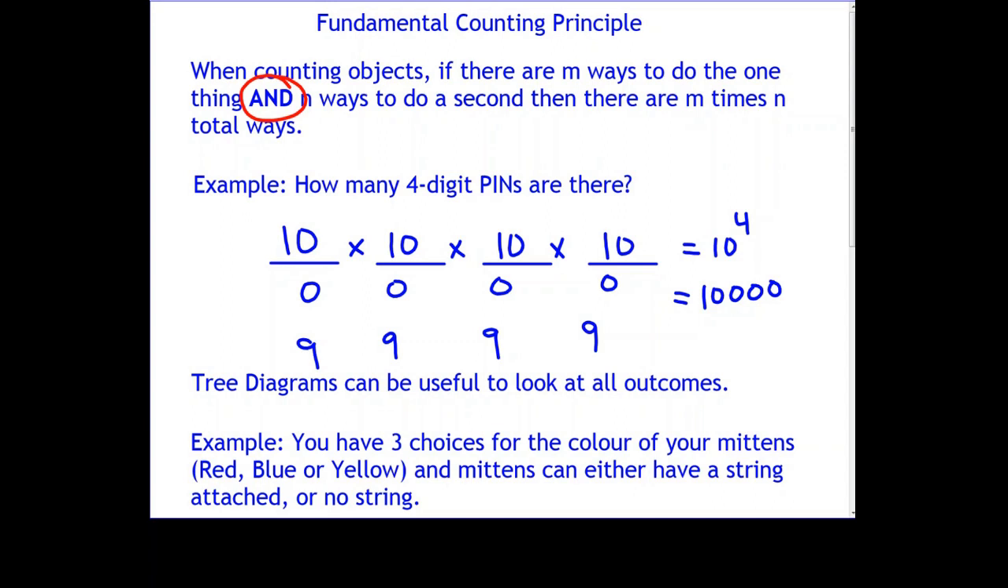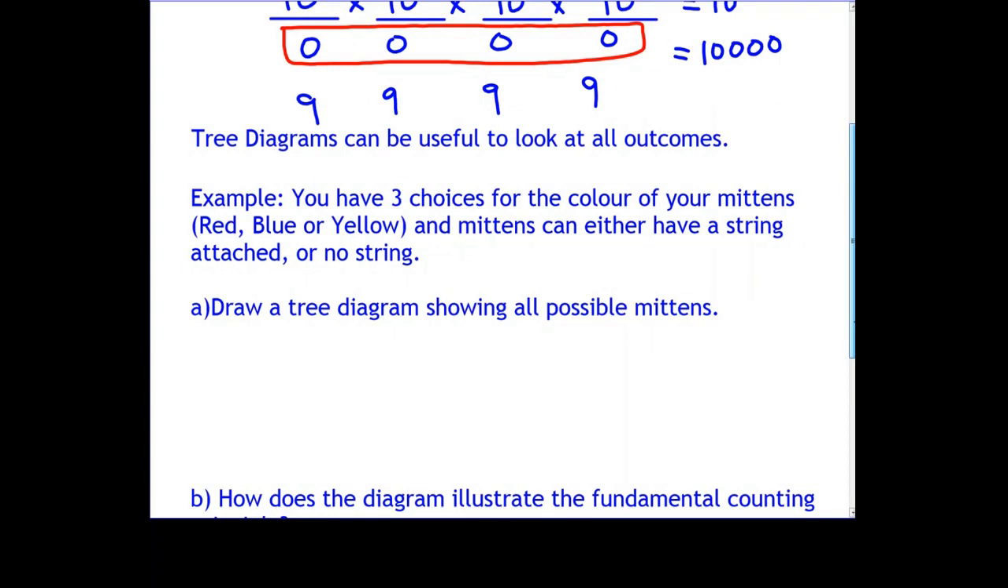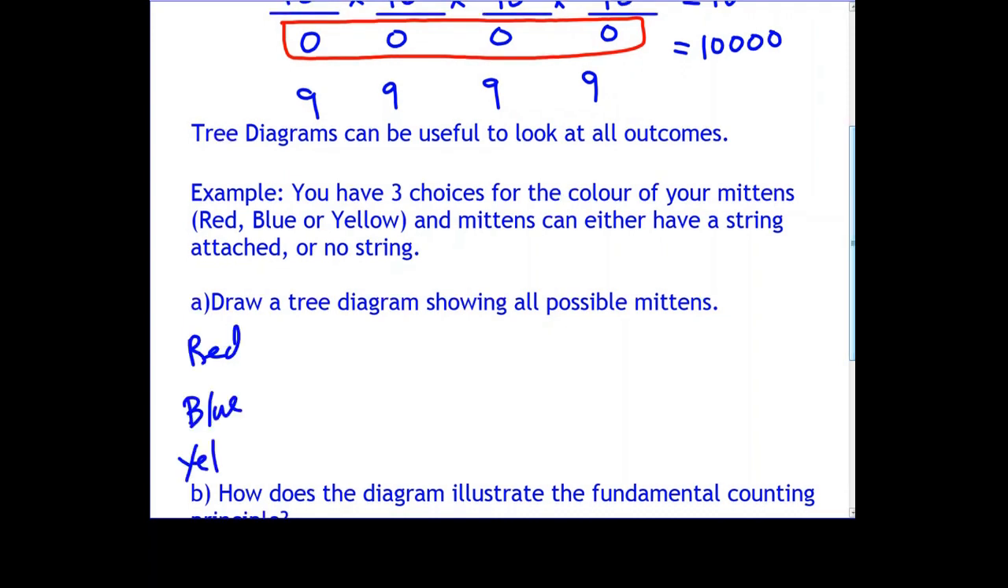The other way that we can count is with a tree diagram. You've probably studied tree diagrams in elementary school. Let's have a look at how they relate to the fundamental counting principle. So we'll look at some mittens. You have 3 choices for mittens. Your mittens can be red, blue, or yellow for color. And then you either have a choice of a string or no string. So we'll add that in here, string, no string, and I'll abbreviate S and NS for these options.